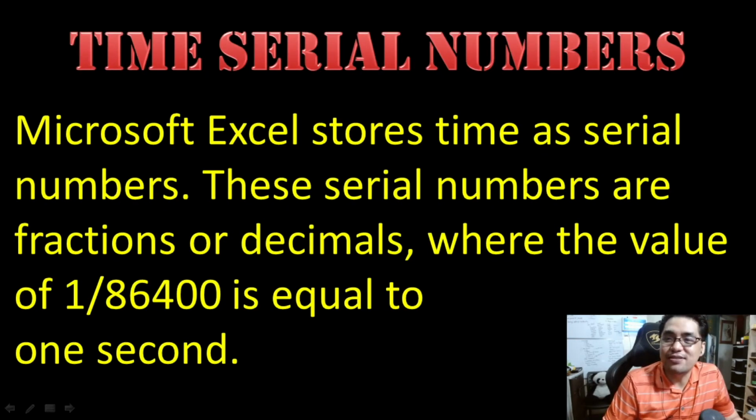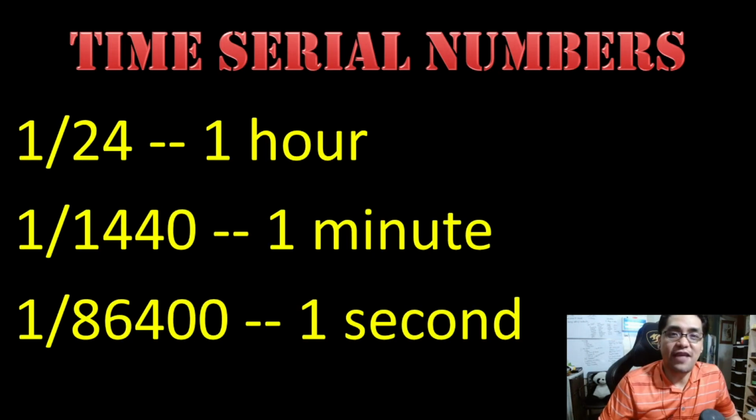How exactly does Microsoft Excel store time value? Microsoft Excel stores time as serial numbers. These serial numbers are fractions or decimals, where the value of 1 over 86,400 is equal to 1 second. So for Microsoft Excel, the value of 1 over 24 is how it stores 1 hour. 1 over 1,440 is how it stores 1 minute, and 1 over 86,400 is how it stores 1 second.